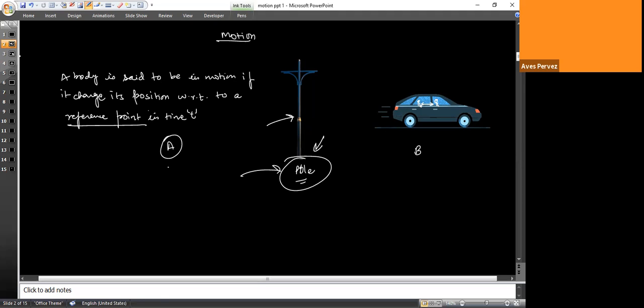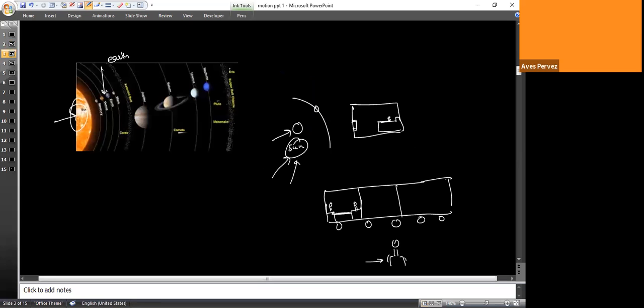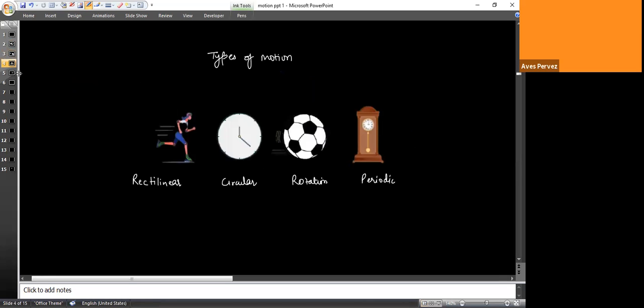Okay, let's move to another topic. There are so many types of motion that we have in our day-to-day life. We have broadly divided motion into 4 types, depending on how the object is moving.